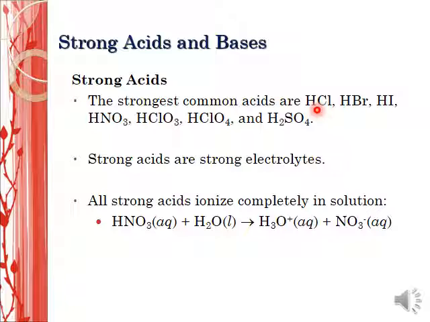The most important characteristic of strong acids is that they are strong electrolytes. Strong electrolyte means it ionizes completely in solution or in water. For example, you have nitric acid in aqueous form. You mix it with water, and it completely ionizes into H3O+ ion and also NO3- ion. You will no longer have the acid in the solution. That's what it means to ionize completely.